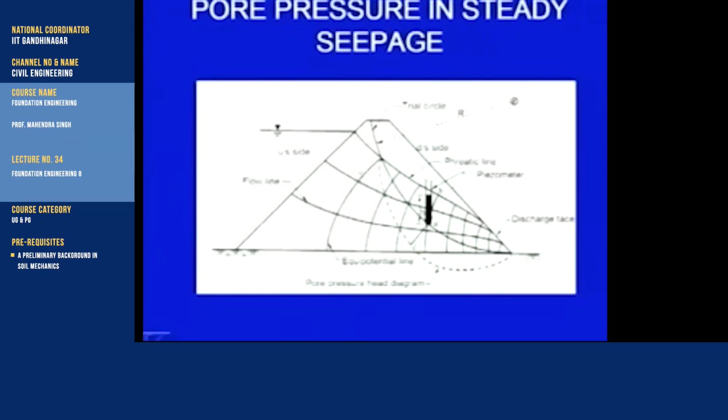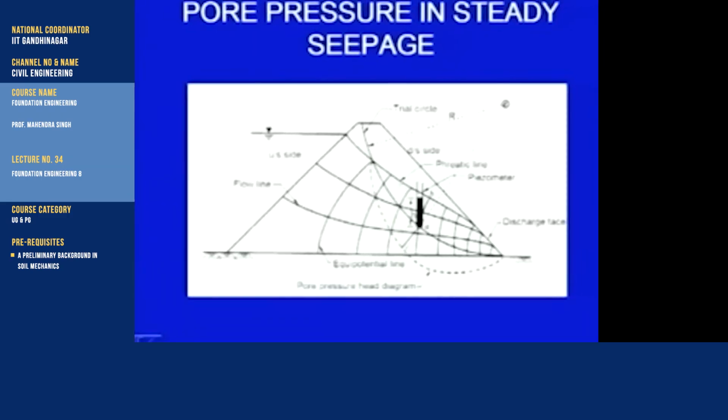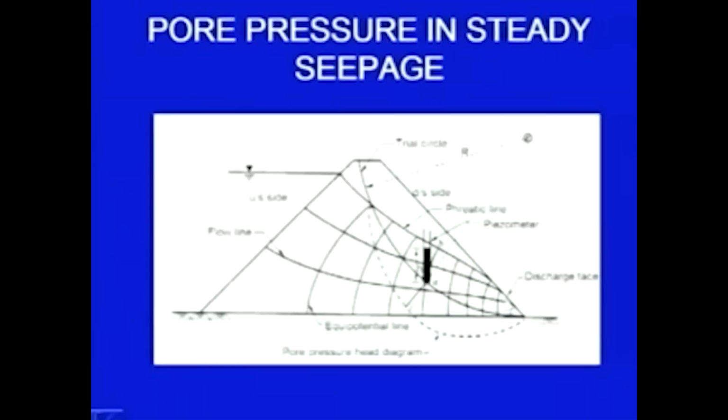So, what we do here is draw the flow net. So, this is the first flow line, or it is called the phreatic line. Then the second flow line. So, these are other flow lines, and these curves are the equipotential lines. So, suppose we want to get the pore pressure at this place, let us say point A.